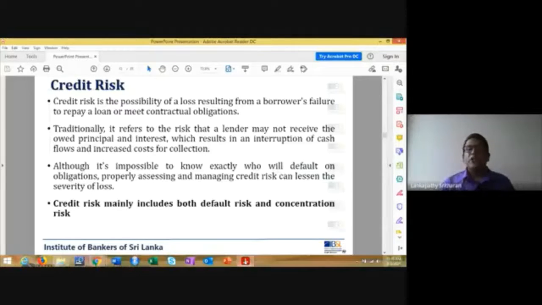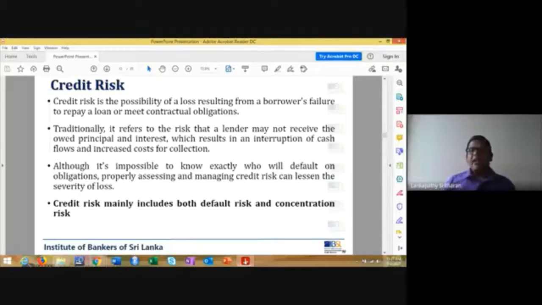When a counterparty or particular borrower fails to repay their principal and interest payment, that may create two risks. The first one is cash flow risk. The second one is the cost of collections. Even if he repaid subsequently after our collection process, the cost of collection is important. So that may create a loss to the particular bank and finance company. Although it is impossible to know exactly who will default on the obligation, properly assessing and managing credit risk can lessen the severity of the loss.